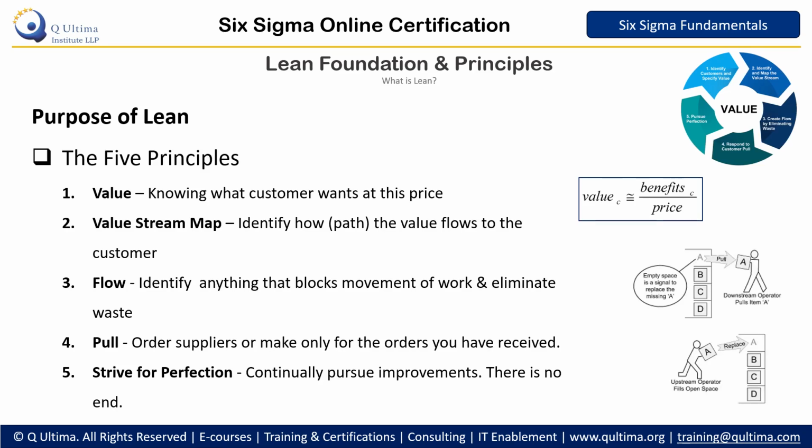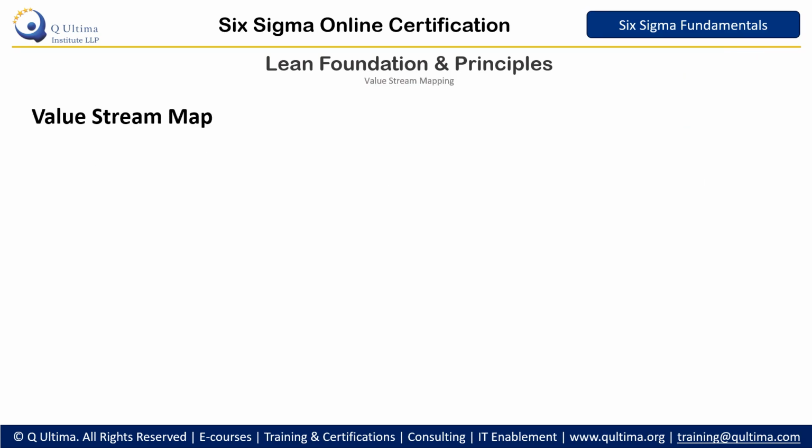The fourth principle of Lean is pull. Pull means we make what orders are already received for. So we do not make more than what is required, and the customer pulls what is needed. The fifth principle is strive for perfection. It is continually pursuing improvements. There is no end to it, and hence the journey is continuous.